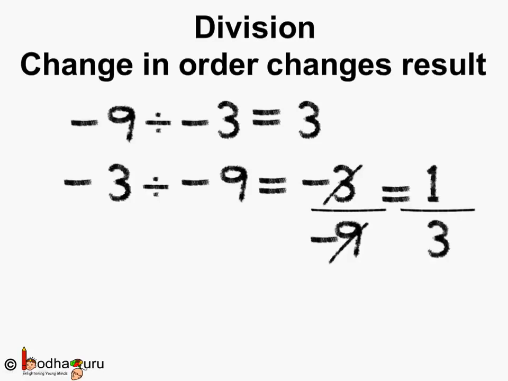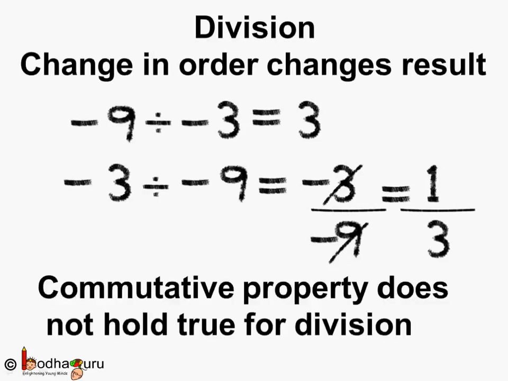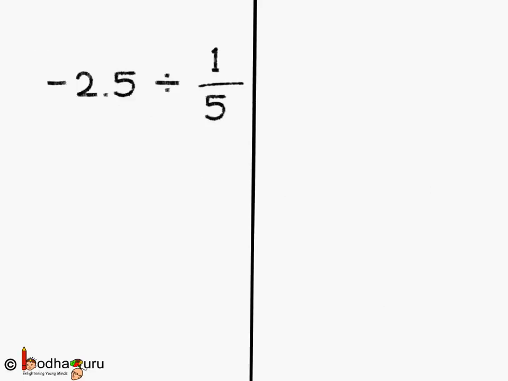So the two answers are different. The change in order leads to a change in the result. So commutative property does not hold true for division in case of integers. Let us see what happens in the case of rational numbers.